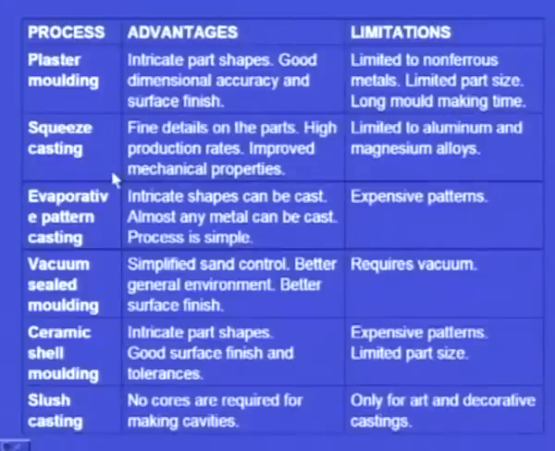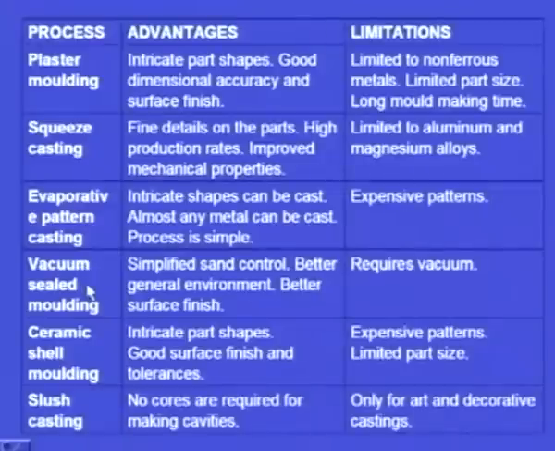Next one, squeeze casting, which is the combination of casting and forming technologies. Fine details can be obtained, with high production rates and improved mechanical properties, which is the main advantage. It has limitations: it is limited to aluminum and magnesium alloys. Evaporative pattern casting: intricate shapes can be cast, almost any metal can be cast, and the process is simple, but the pattern is expensive. That is the limitation.